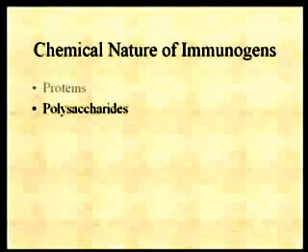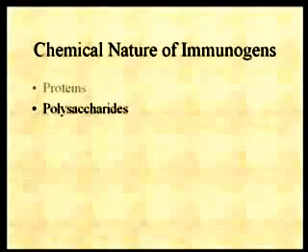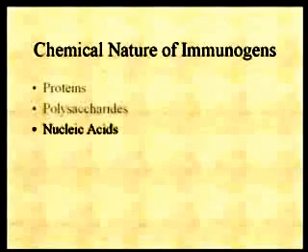Polysaccharides are also very good antigens. And again, they're large molecules. You can have all sorts of different arrangements, alpha-1,4 linkages, beta-1,4, beta-1,6, and so on. So there's lots of different linkages that you can have to generate many different kinds of epitopes. So they're also good immunogens.